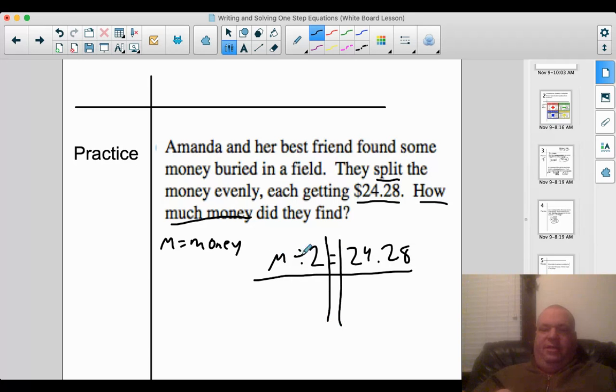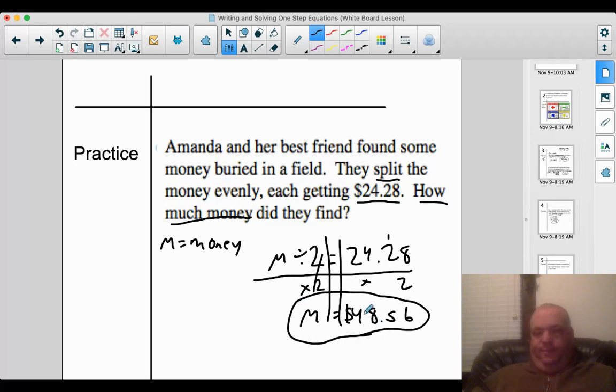To get M by itself, I have to undo dividing by 2, which means multiplying by 2. And we get M equals 48.56. That's what we've got to go in 2 places, so $48.56.